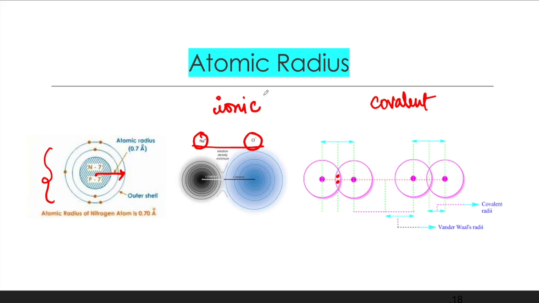So if I want to understand the ionic radius, I need to know the radius of the cation which is formed and the radius of the anion which is formed. In a covalent radius, the atomic radius will depend on the distance between the two nuclei divided by 2. So that will give me the radius of a single atom in a covalent molecule. So let's try and understand atomic radius a little bit more in detail.